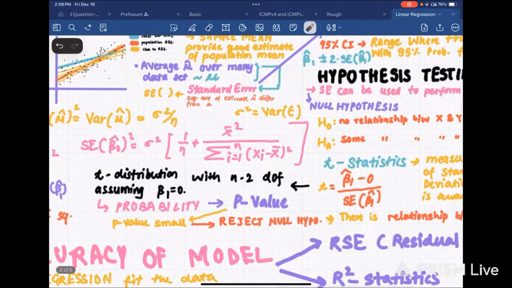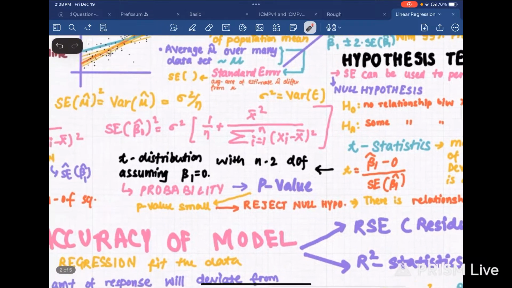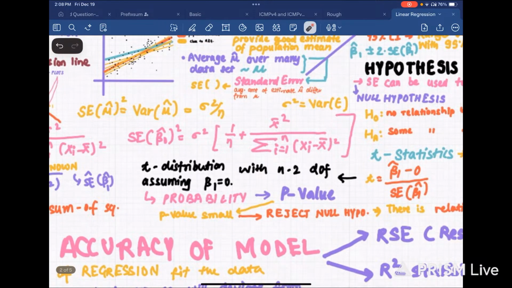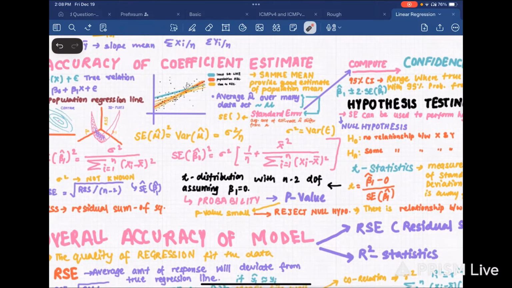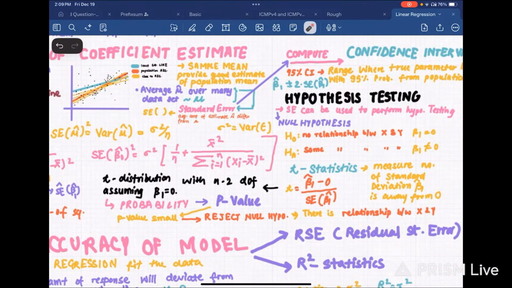So if the p value is very small, we will reject the null hypothesis, and there is a relation between x and y. The t distribution with n minus 2 degrees of freedom, assuming beta 1 equals 0, will give us the probability of the p value, and t is beta 1 cap minus 0 divided by the standard error of beta 1 cap. So this is the null hypothesis we get.